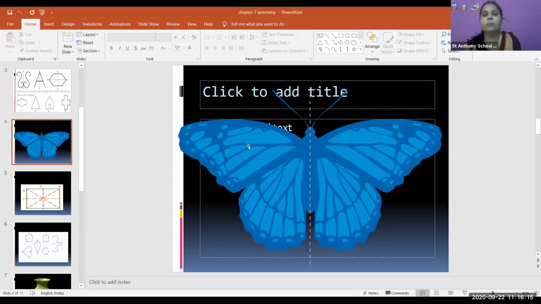Now here a picture of a butterfly is there. Can we draw an axis of symmetry from the middle of this point? Yes, we can draw an axis of symmetry from this side. That means this side of the butterfly exactly overlaps this side. So the butterfly has one axis of symmetry.